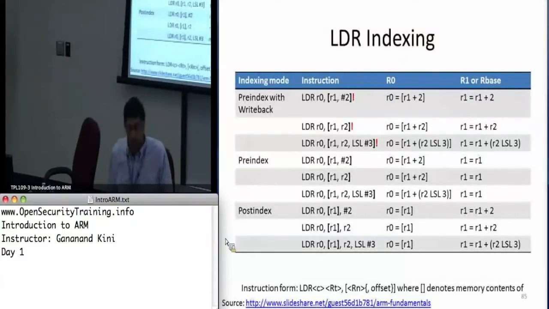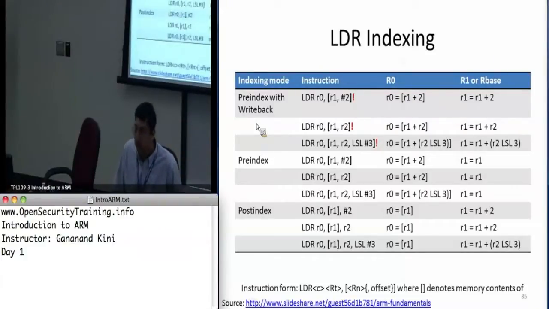Here's an example. If this is pre-index with write-back, and you do LDR R0, then in square brackets R1 comma immediate value of 2, it adds 2 to R1 and loads the value at that address into R0, and then it also updates R1 with the address plus 2.